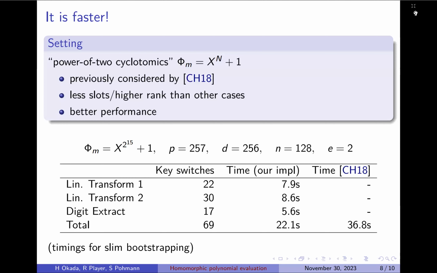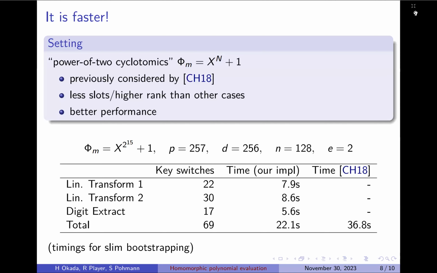But in fact, these should be approximately the same as for previous work, since we didn't change the algorithm for linear transform at all. But we improved the digit extraction step and have an improvement of more than 50% compared to the implementation of Chen Han, which I think is quite impressive if you consider that we expect the time for linear transforms to be about the same. We can't test that since they didn't publish the source code, but that's what we would expect. And I think these are quite nice numbers.